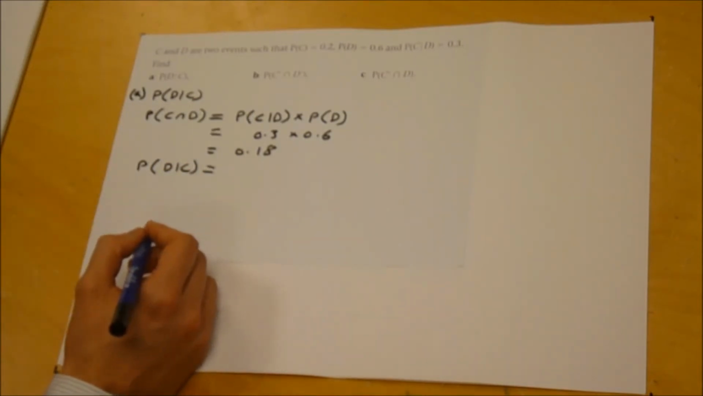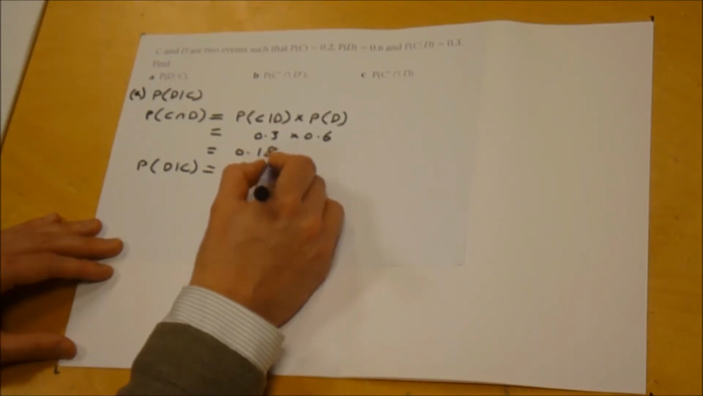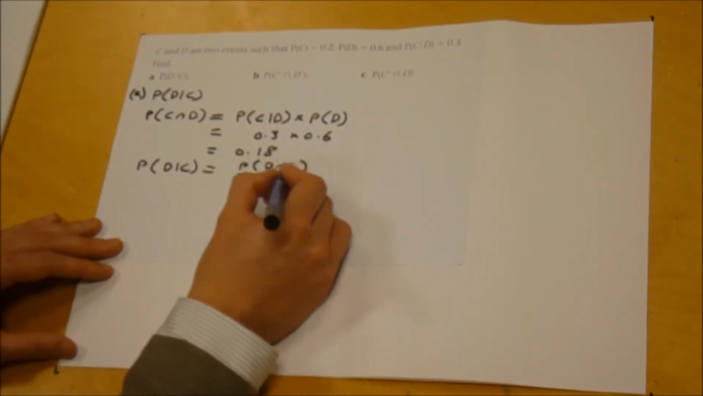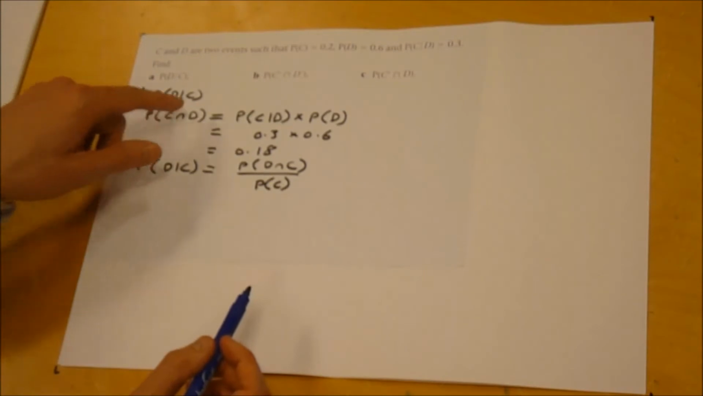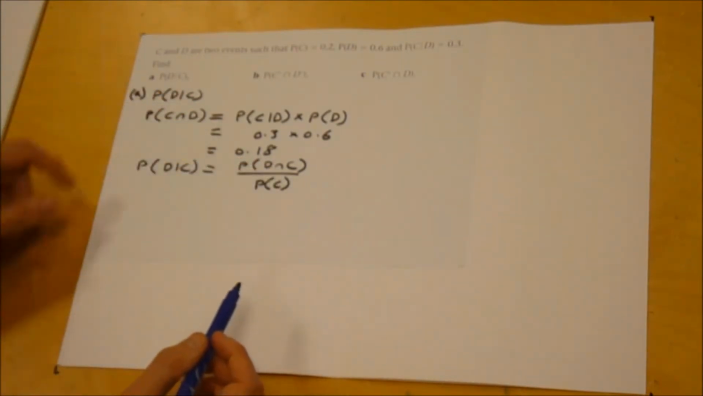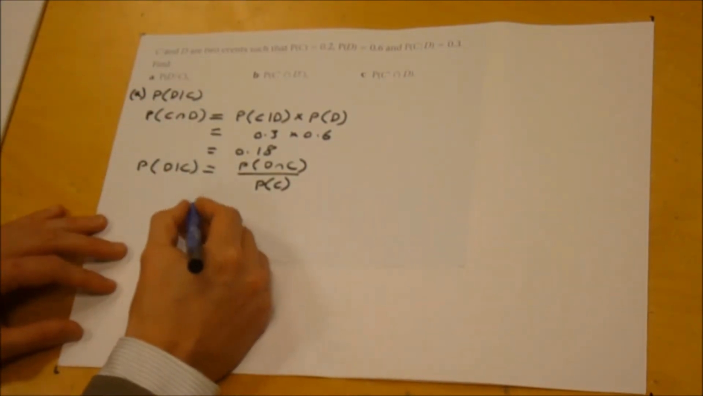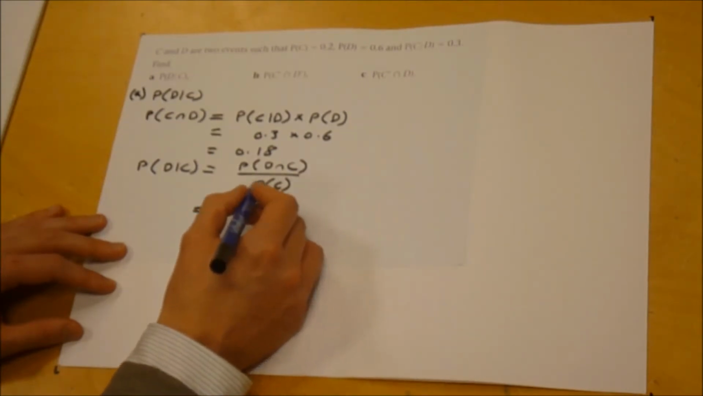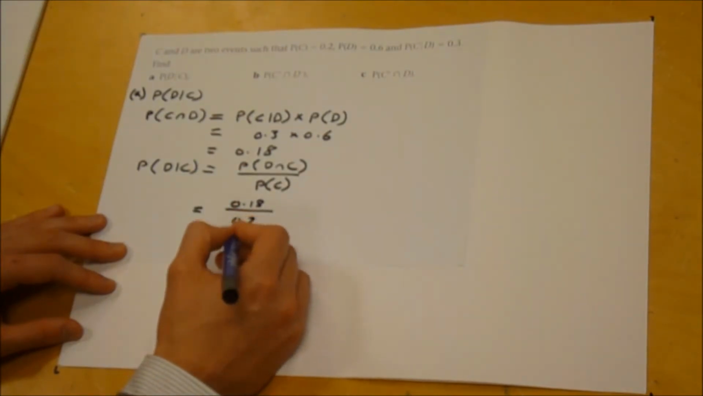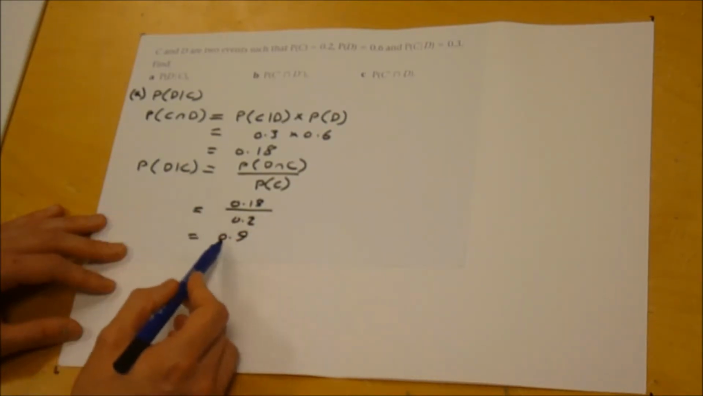Well, I know, using the multiplication rule again, that that's the probability of D and C divided by the probability of C. And really, the probability of C and D and the probability of D and C both occur, meaning they both occur at the same time, so they're the same thing. So this equals 0.18 divided by, and the probability of C is 0.2, so that gives me my answer of 0.9. So if C occurs, it's very, very likely that D will also occur.